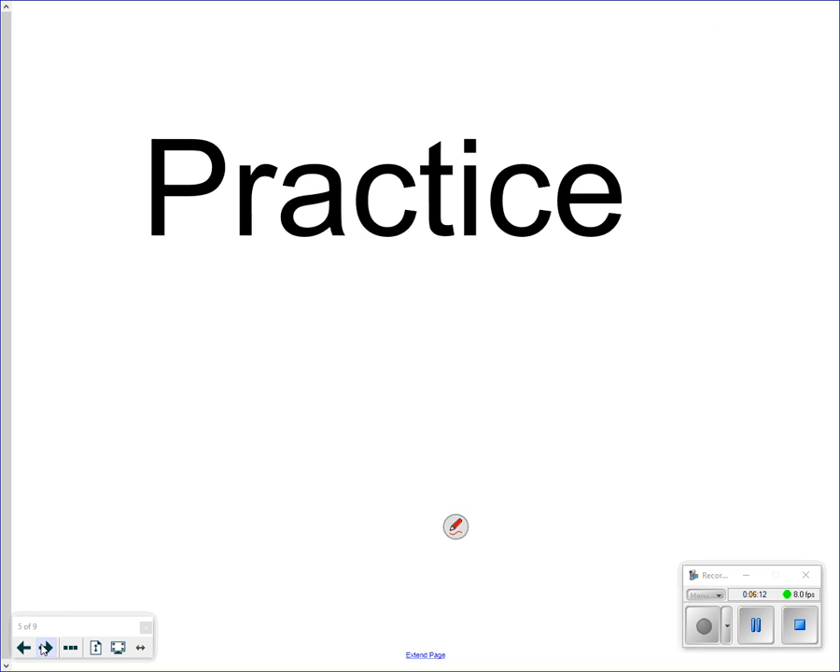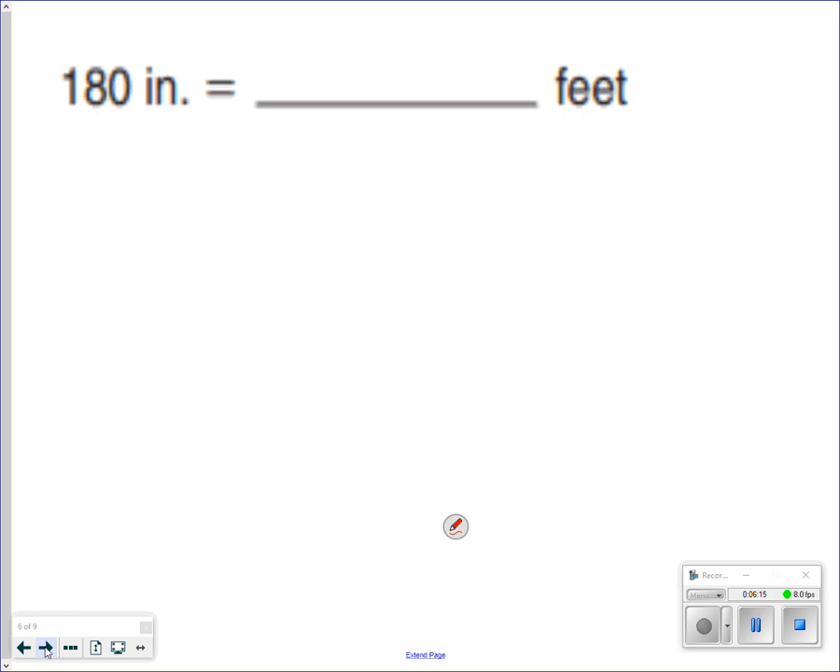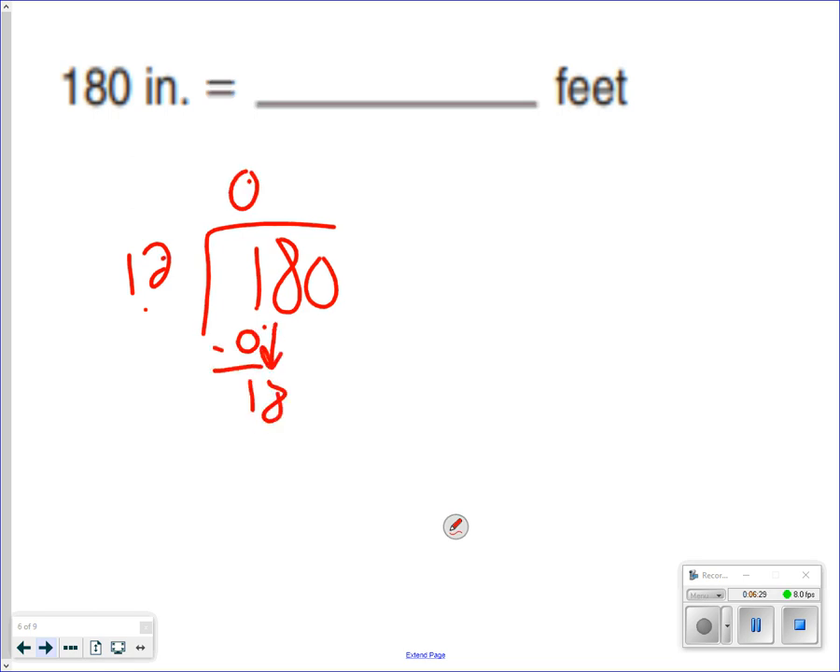Moving on. Let's see some extra practice. What is 180 inches in feet? Well, we have to take 180 and divide it by 12. How many 12s go into 18? Well, how many 12s go into 1? 0. 12 times 0 is 0. Got a 1, we bring down the 8. 12 goes into 18 one time.